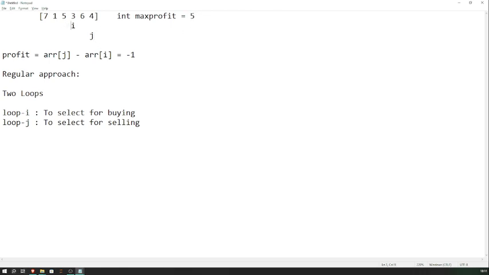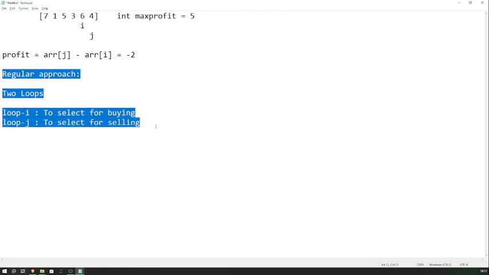Similarly, I will keep on updating. j will start from i plus 1, and 6 minus 3 is 3. But still maxProfit is 5, so we will not update maxProfit. Then 4 minus 3 is 1, again maxProfit is 5, we cannot update. Then similarly i plus plus, and j will start from 4, 4 minus 6 is minus 2, terrible loss, maxProfit will remain 5, and so at the end we will return 5. Okay, so I hope this two loop approach is clear to you.